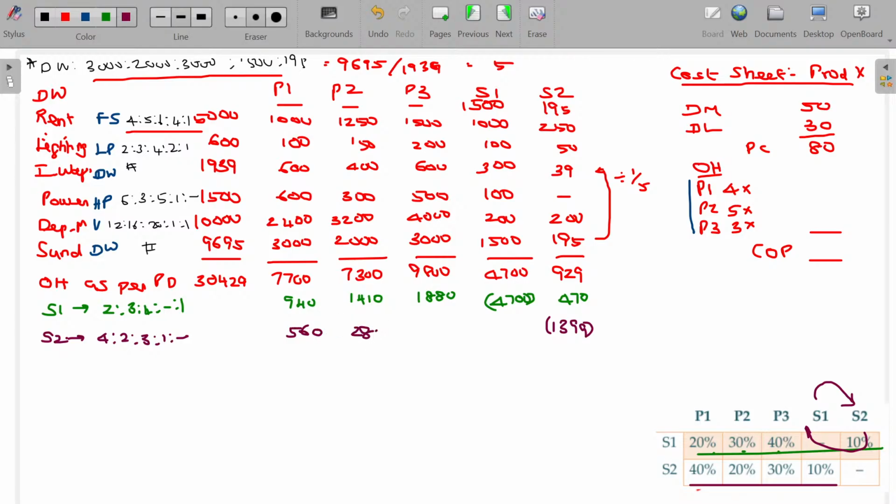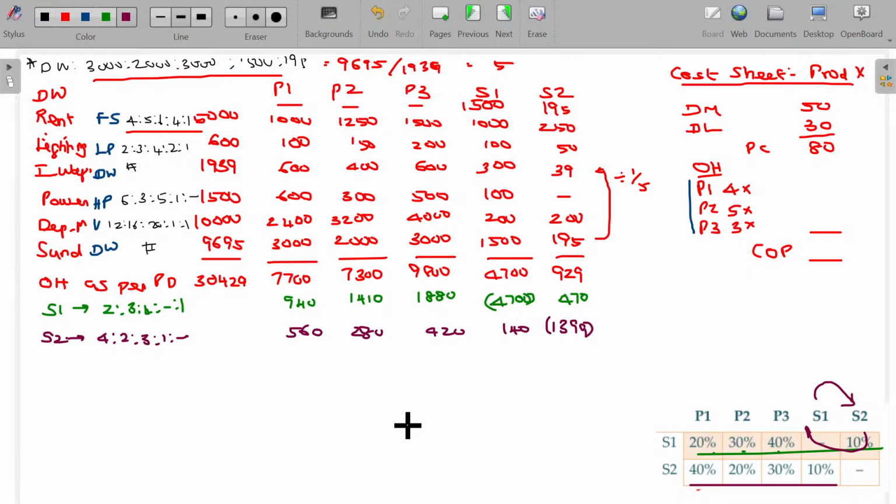280 will be this value. 420 will be this value. And 140 will be this value. Again S1 gets the value. Until S1 and S2's values become 0, you have to do it repeatedly. That's why it is called the repeated distribution method.